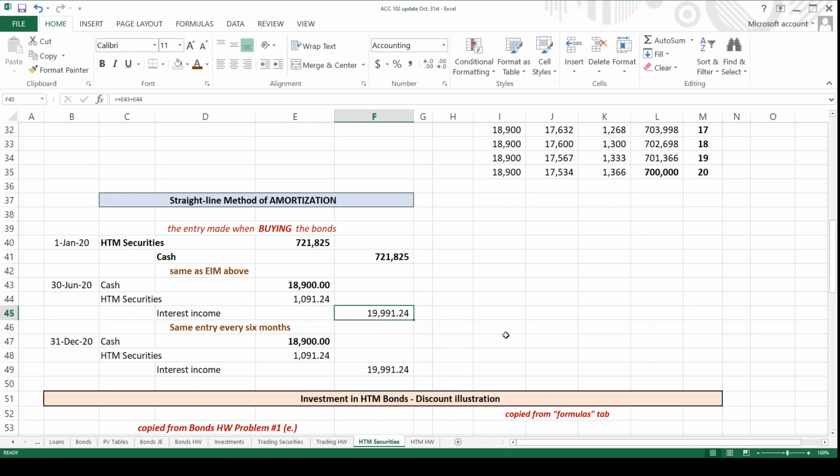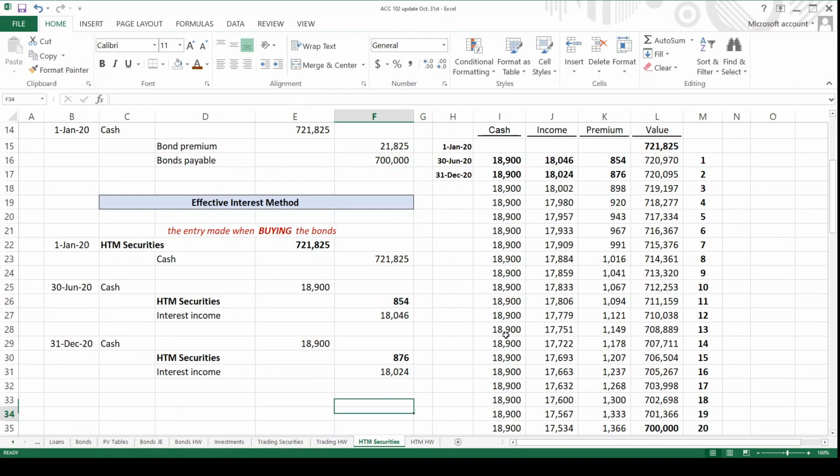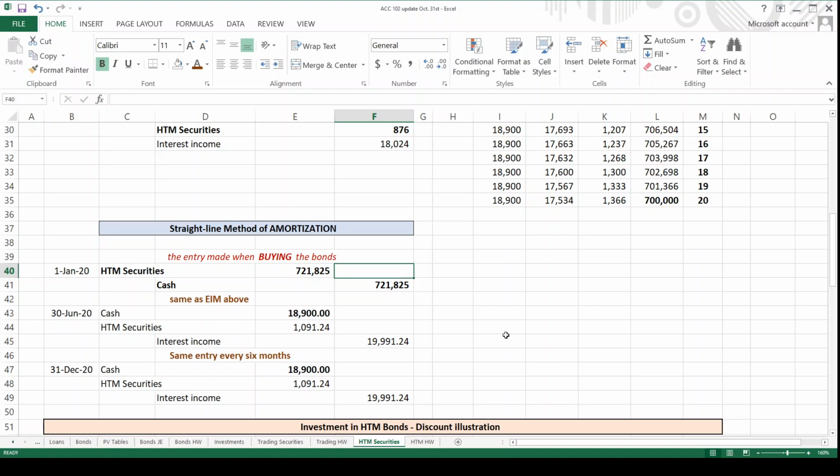So how do we get the interest income? Well, how much of a premium did we want to amortize? We wanted to amortize $21,825, yeah? $21,825. So we take that number and we divide by, well, how many times are we going to make this entry? Let's say 20, 10 years, 1,091.25 approximately. There it is.